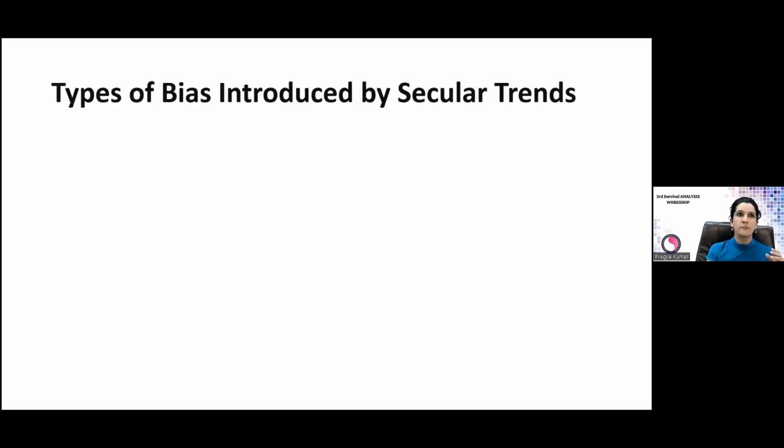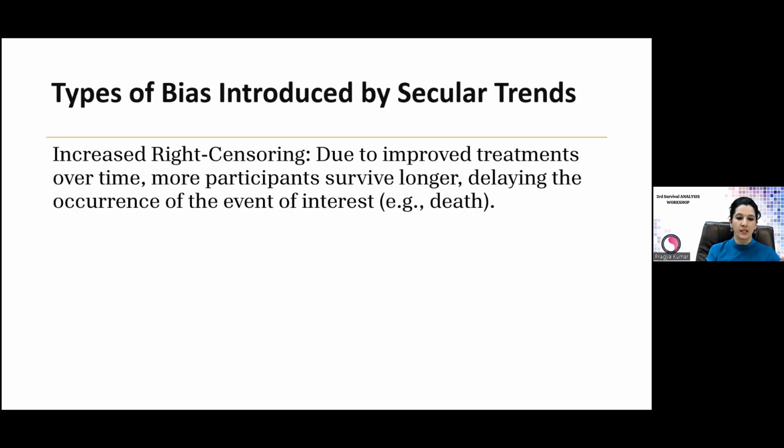So now the patients you have taken will have lower mortality. That means there will be increased right censoring. What is right censoring? Right censoring means that the observed survival time is less than the true survival time. Due to the improvement in treatment over time, more participants will survive longer, delaying the occurrence of the event of interest, which is death.